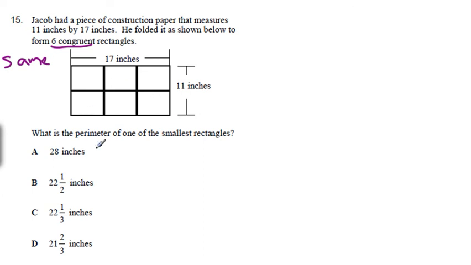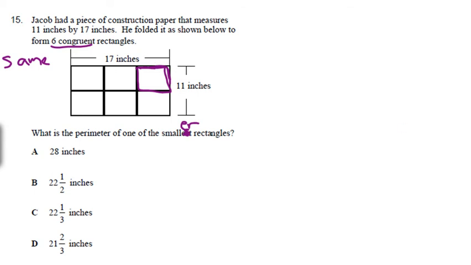So we want to know what is the perimeter of the, it says smallest, which isn't the best use of English since there's only 2 different shapes. This would just be one of these smaller rectangles. So they're all the same size. So what is the perimeter of one of these? Okay, so we need to figure out what are the length and width of these.